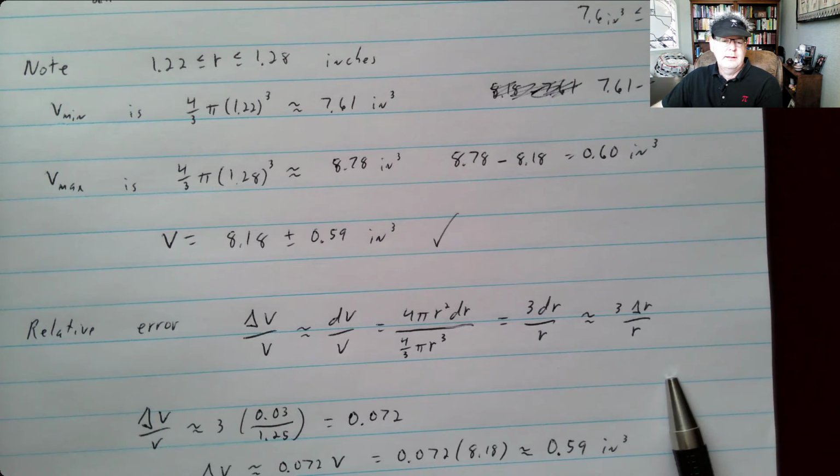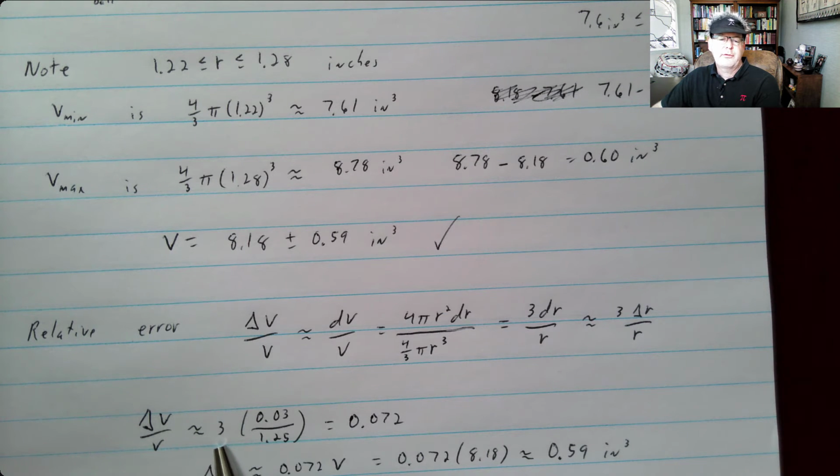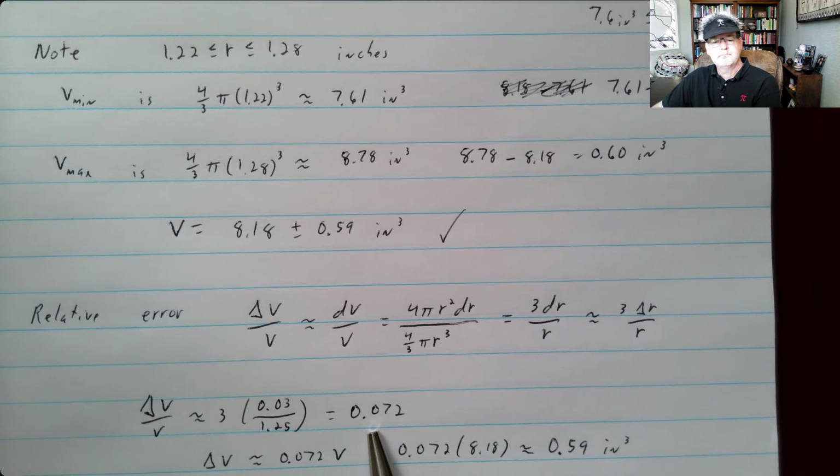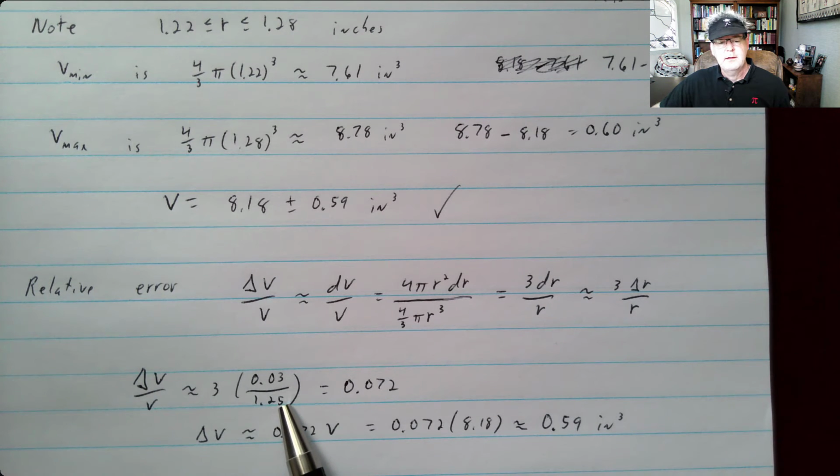So the uncertainty in R was 0.03 over 1.25, roughly 0.03, but a little more exact right here. The relative uncertainty in the volume will be 3 times that, basically because of the R cubed, which gave me that 3. Anyway, that comes out to be 0.072. So the relative error in R was close to 0.03, a little bit less actually, because you divide by a number slightly bigger than 1. And the relative uncertainty in volume is similar. It's 3 times as much.